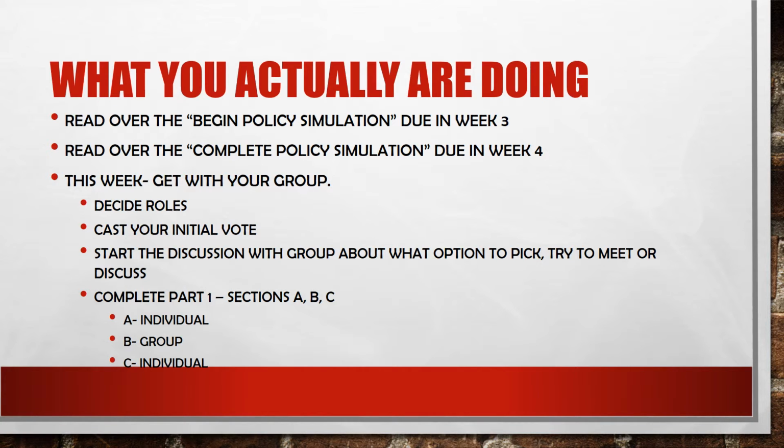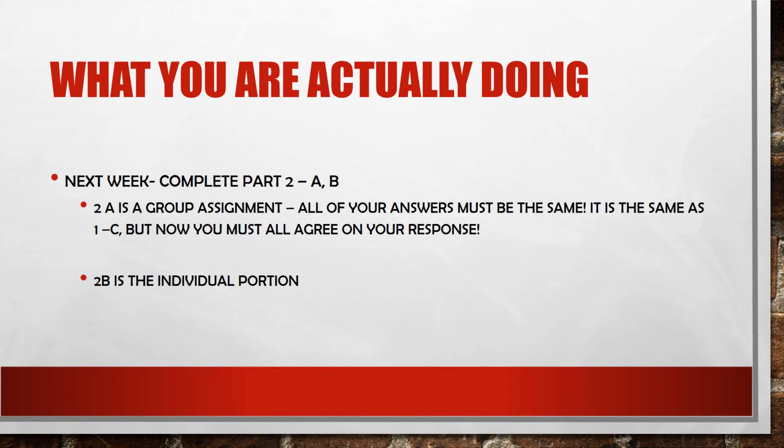This week, part 1, so the 125 points, part 1A is individual. You go through and make your individual choice. Part 1B is the group process, and 1C is individual reflection. So A is individual, B is group, C is individual again. And B is where you really have to work together. Next week is part 2. So this week is part 1, next week is part 2.